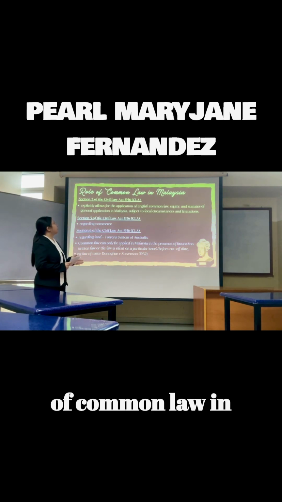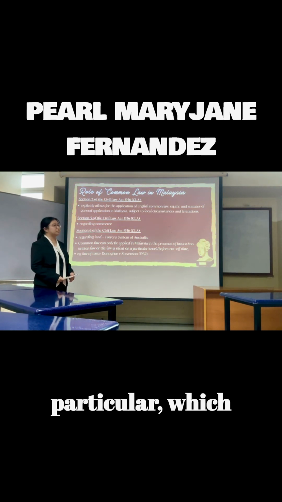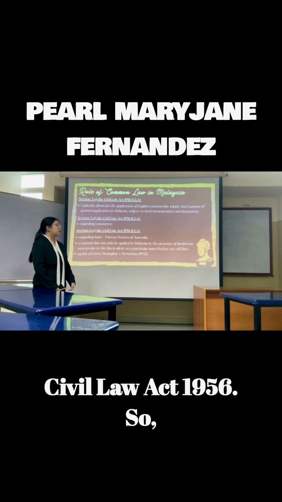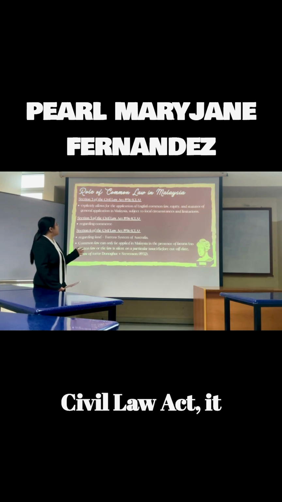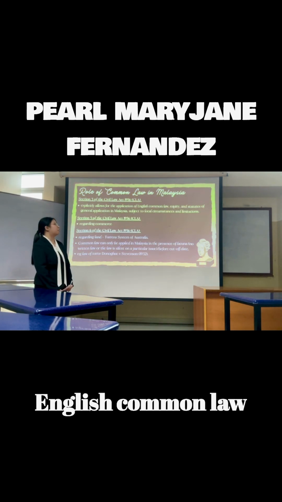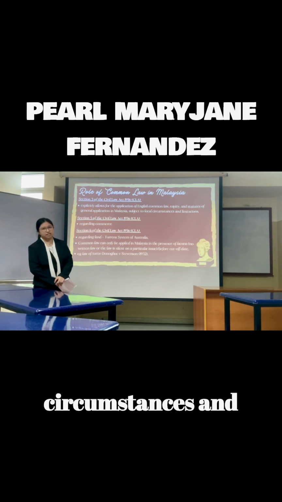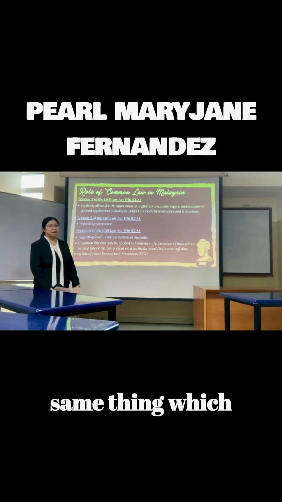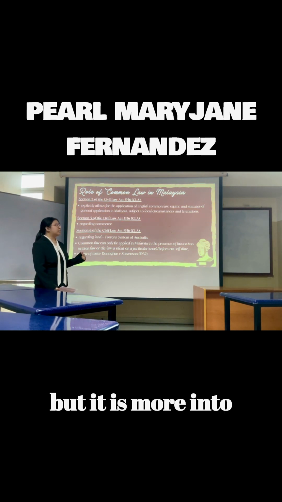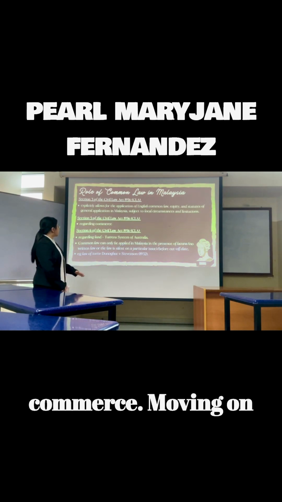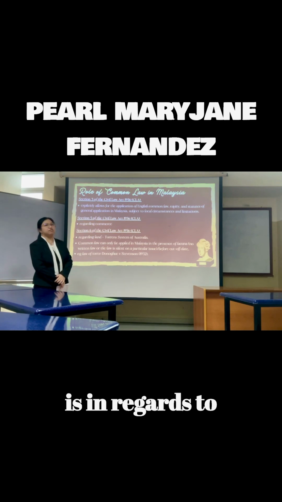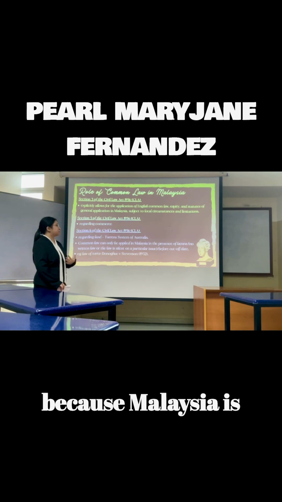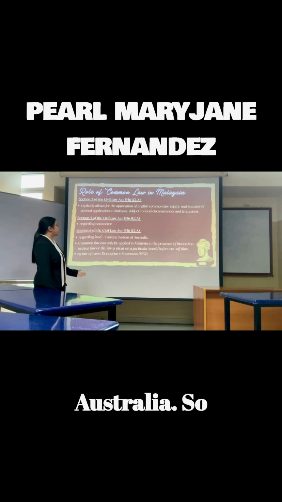Moving on, the role of common law in Malaysia is enshrined in three sections in particular: Section 3, Section 5, as well as Section 6 of the Civil Law Act 1956. Section 3 mainly allows for the application of English common law, subject to local circumstances and limitations. Section 5 is regarding the same thing, but with a focus on commerce. Section 6 is in regard to land, in which English common law is not applicable because Malaysia is currently implementing the Torrens system of Australia.